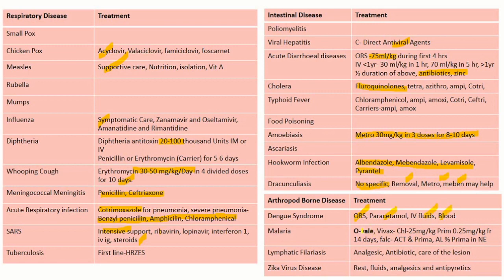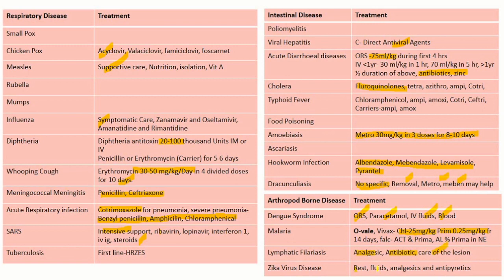Malaria, ovale, so O, that is ovale and vivax should be treated similarly with chloroquine 25 milligram per kilogram, primaquine 0.25 milligram per kilogram for 14 days. Falciparum will be treated as malaria. ACT and primaquine should be given, that is artemisinin combination therapy should be given, and artemisinin combination primaquine in northeastern states. So lymphatic filariasis, analgesics, antibiotics and care of the lesion should be given as the treatment.